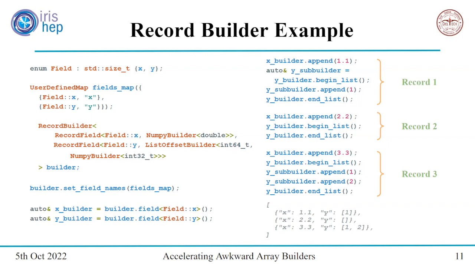On the right hand side, we can see how the users can add the data to the builders to make the records. Here we have created 3 records, and the resultant array would look something like this, which is demonstrated here.